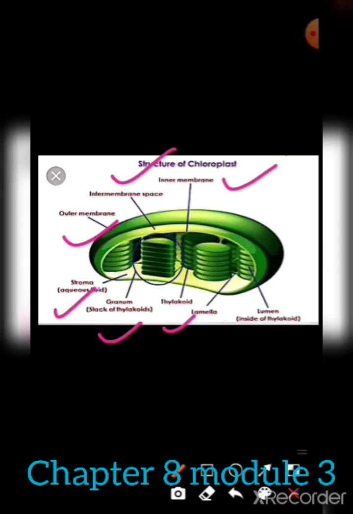These stacks or coin-like structures are having chlorophyll. Then lamella is the joining of these thylakoids. That means thylakoids are joined with the help of lamella. And lumen is there, which is inside the thylakoid.